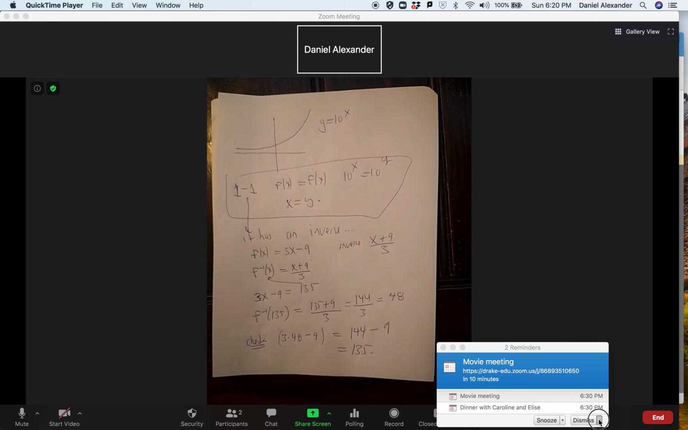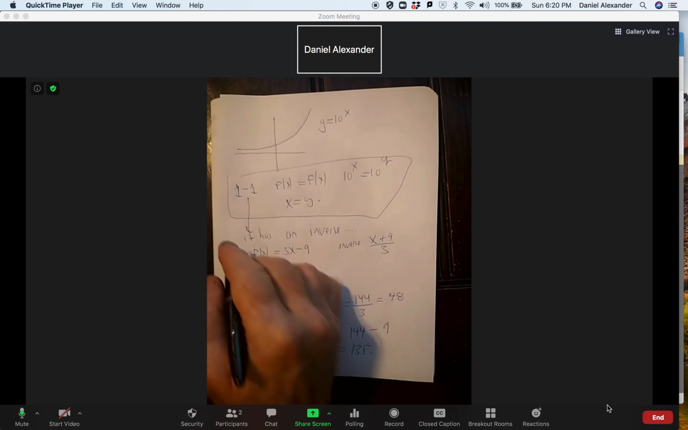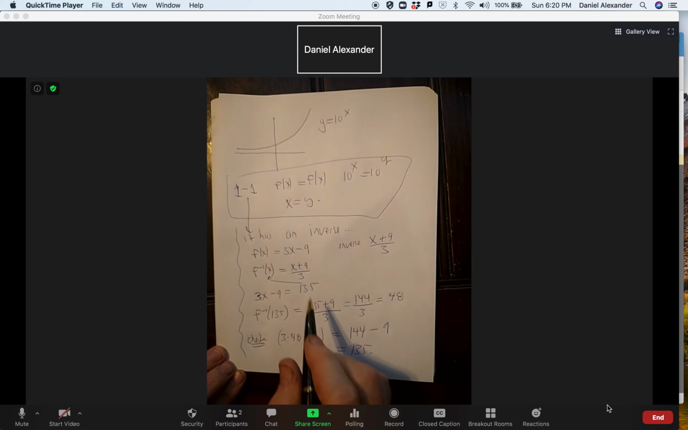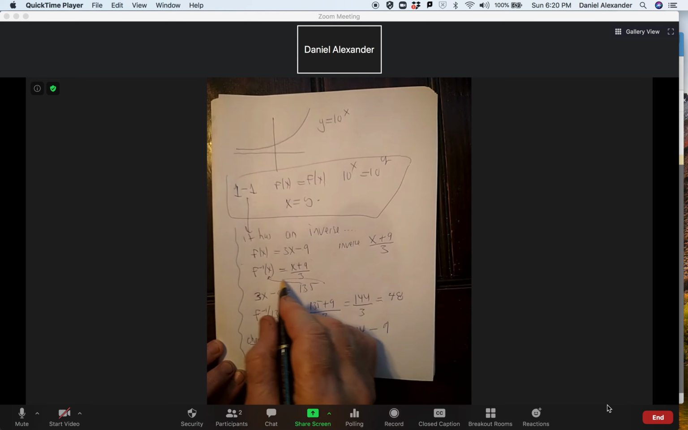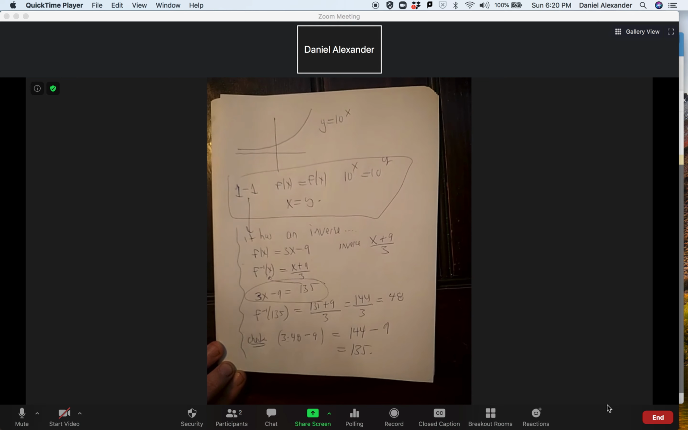This is a weird thing we really haven't talked about before. But if I want to solve an equation, I can plug the answer into the inverse, and that will give me the x that solves the equation. So keep that in mind.